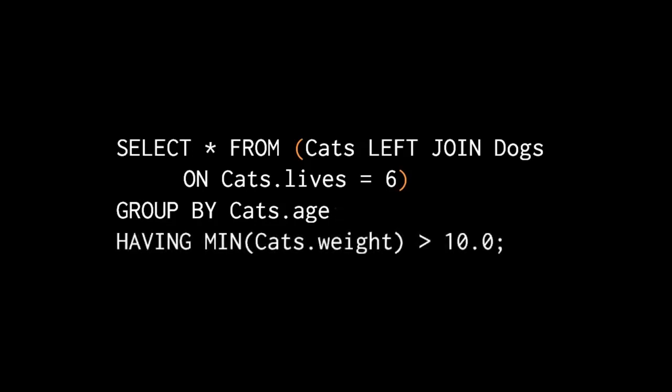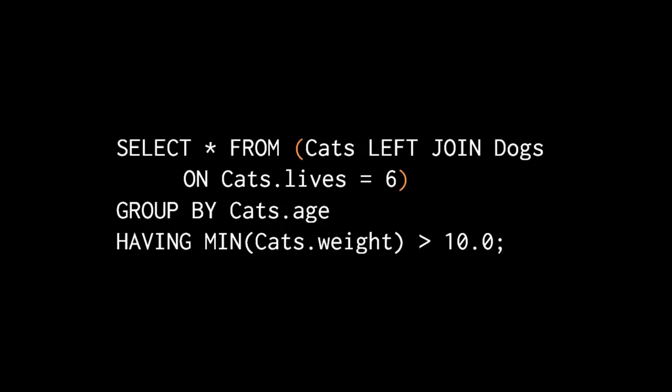And what's special about the having clause, unlike the where clause, is that in the having clause you can use aggregate functions, which is not the case with the where clause in most SQL databases. So here we're grouping cats by age, and then we're using the aggregate function min to get the lowest weight out of each age group of cats, and we're filtering those rows in which the minimum weight for that age of cat is greater than 10.